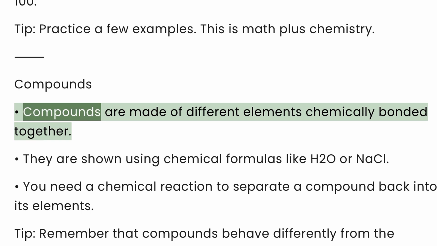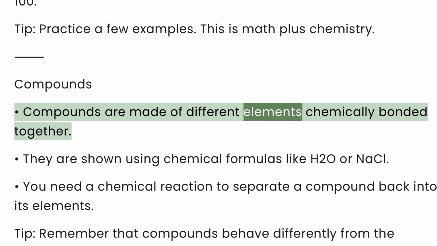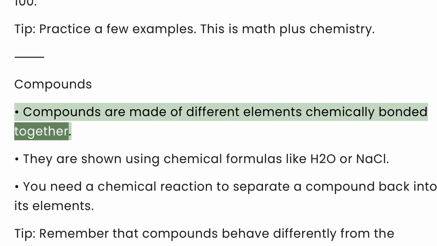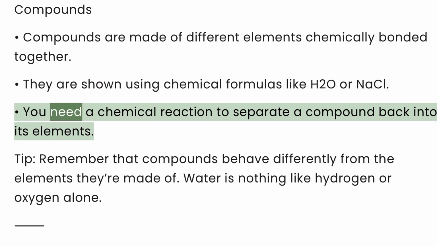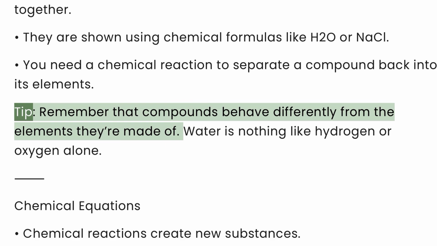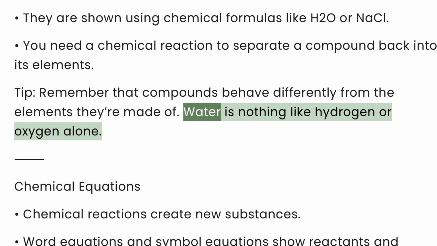Compounds. Compounds are made of different elements chemically bonded together. They are shown using chemical formulas like H2O or sodium chloride. You need a chemical reaction to separate a compound back into its elements. Tip: remember that compounds behave differently from the elements they're made of. Water is nothing like hydrogen or oxygen alone.